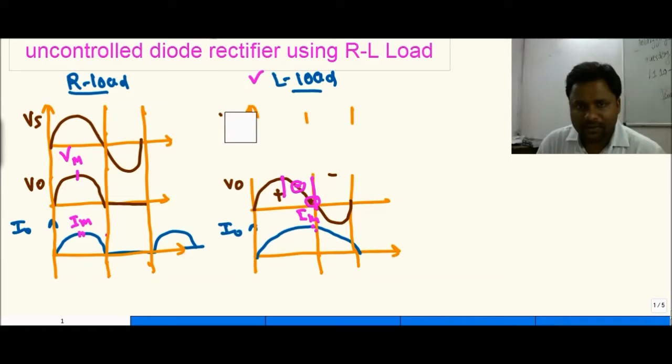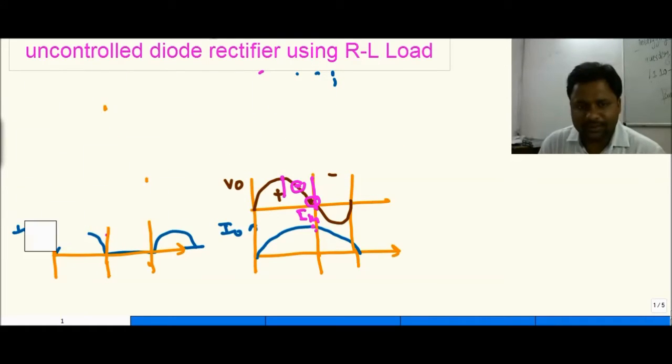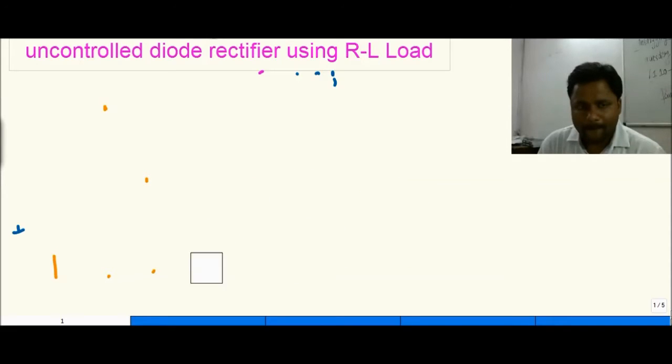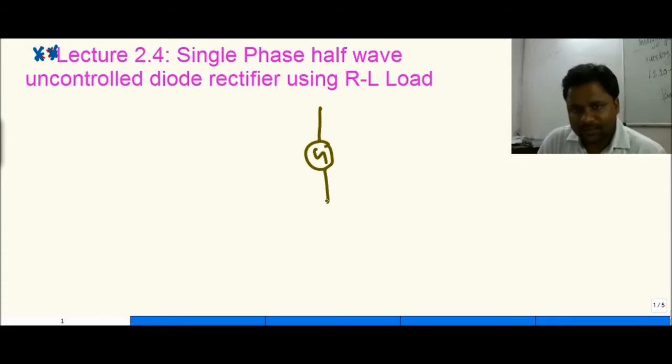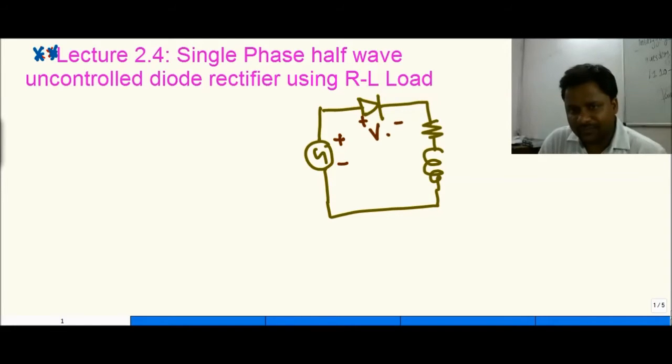Let's redraw the circuit that we are going to discuss. First, I can draw the circuit diagram like this fashion. This is our source voltage, this is our diode, and this is our RL load, like this. Plus, minus, this is the diode voltage, VD, this is the output voltage, V0, and here we can see the voltage VR, plus minus VR.